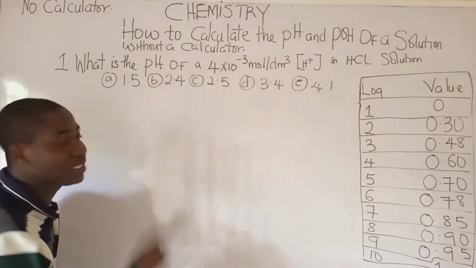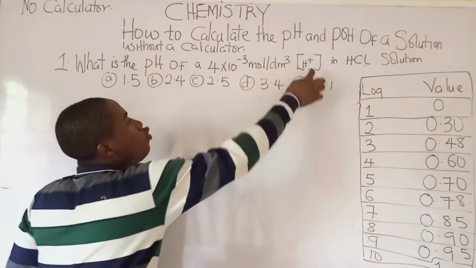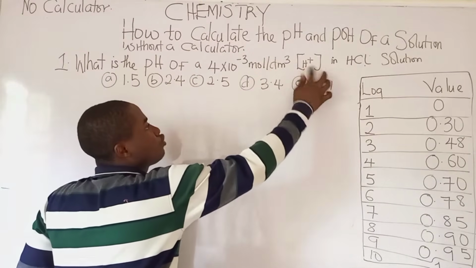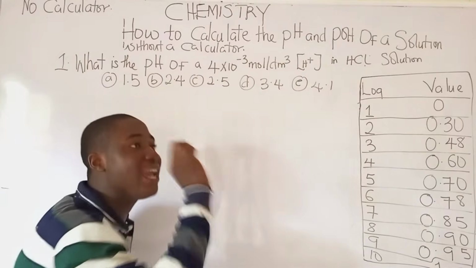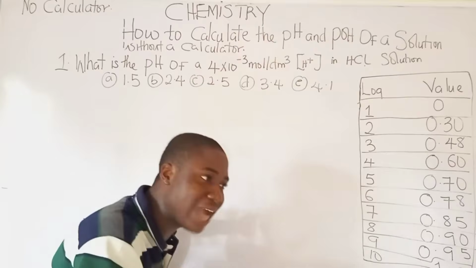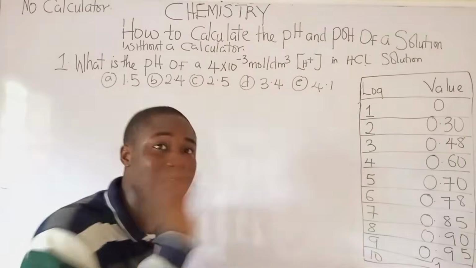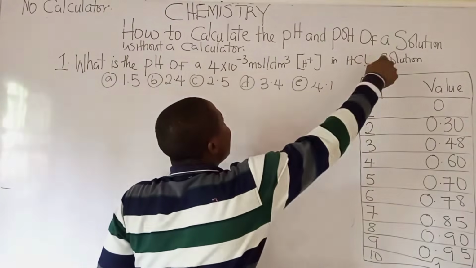Now, the question says, what is the pH of a 4 times 10 raised to the power of minus 3 moles per dm cube hydrogen ion concentration? I said whenever H plus is in a bracket, you add concentration to the name. So it's called hydrogen ion concentration. If it was just H plus, you call it hydrogen ion, okay, in HCl solution.